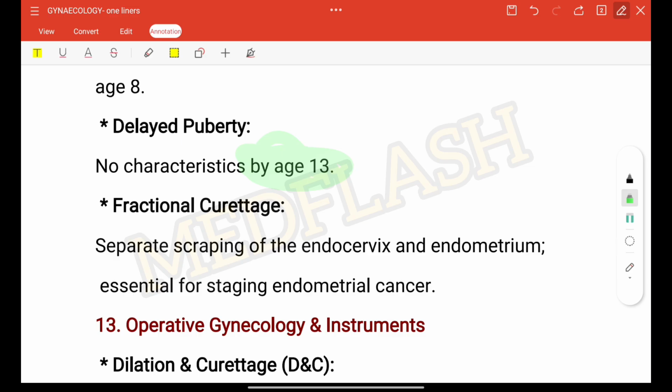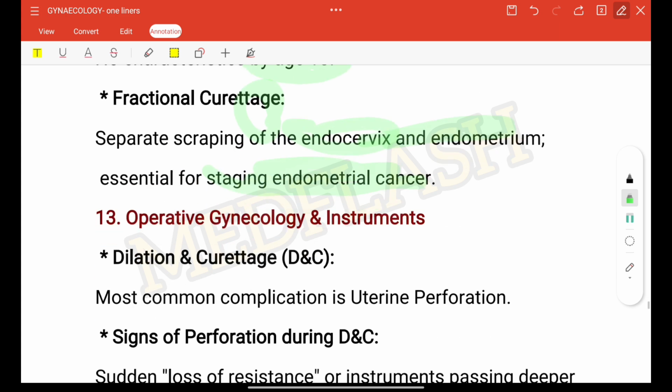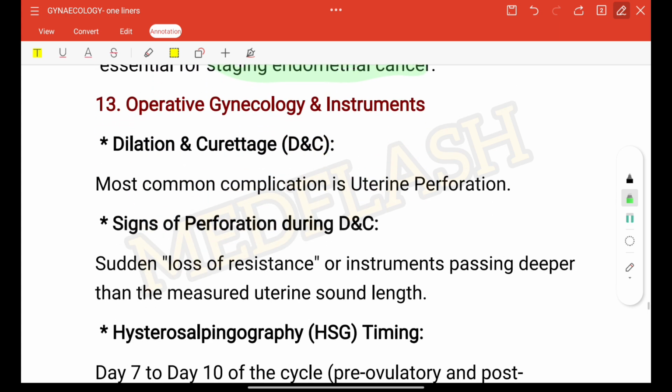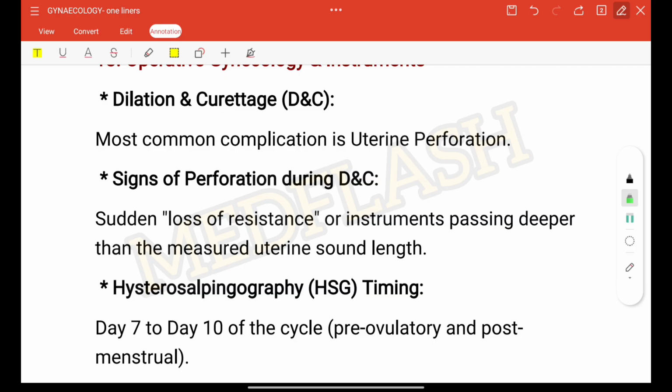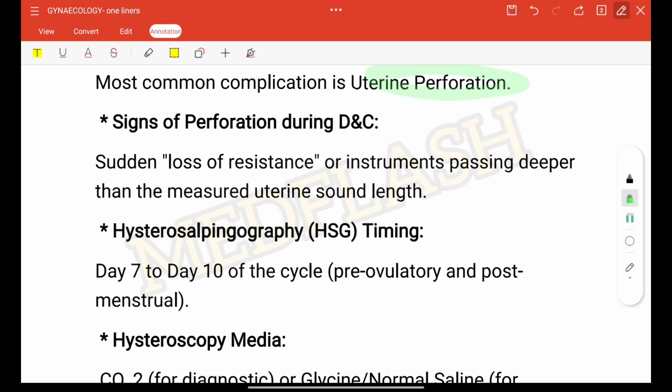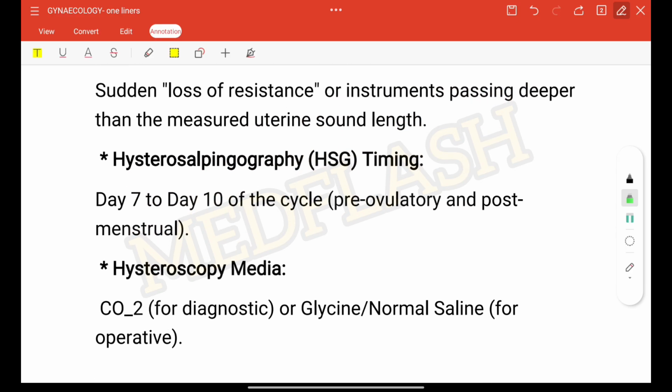Fractional curettage separates scraping of the endocervix and endometrium, essential for staging endometrial cancer. Dilation and curettage: the most common complication is uterine perforation. Signs of perforation during D and C are sudden loss of resistance or the instrument passing deeper than the measured uterine sound length. Hysterosalpingography timing: day 7 to day 10 of the cycle.